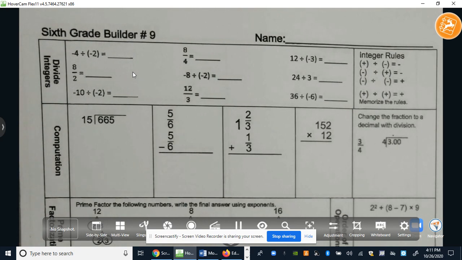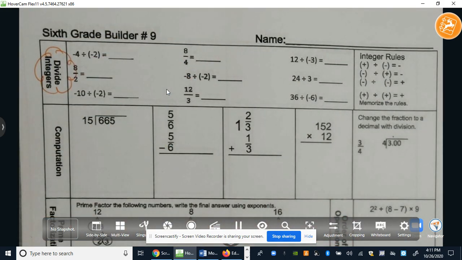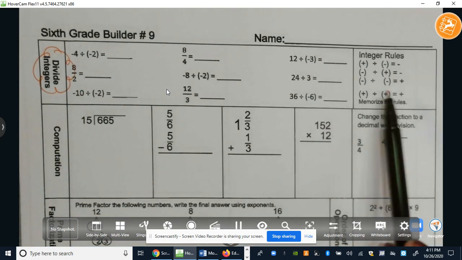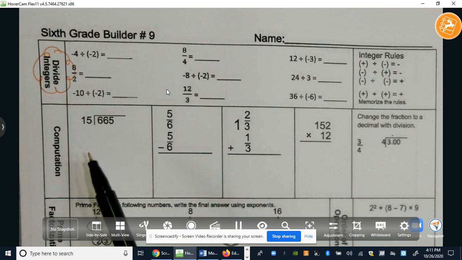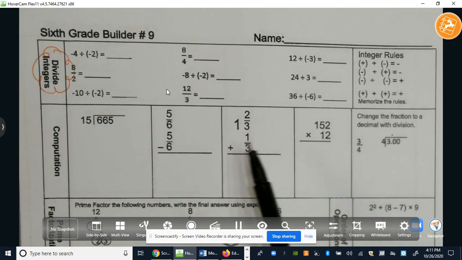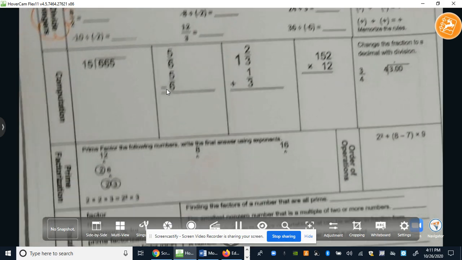So here we go. Now there are a couple new things on this builder than the other builder. The first thing that you want to look at is we have dividing integers. Dividing integers, then multiplying. We were doing multiplying for a while. Now we're doing division. The integer rule still stays the same. We have our computation, which we are dividing, subtracting fractions, adding fractions, multiplying, and then going from a fraction to a decimal.